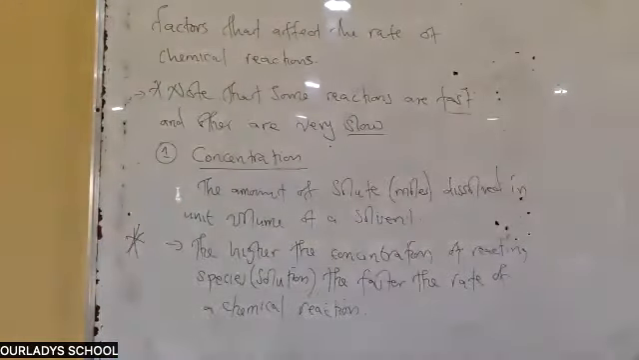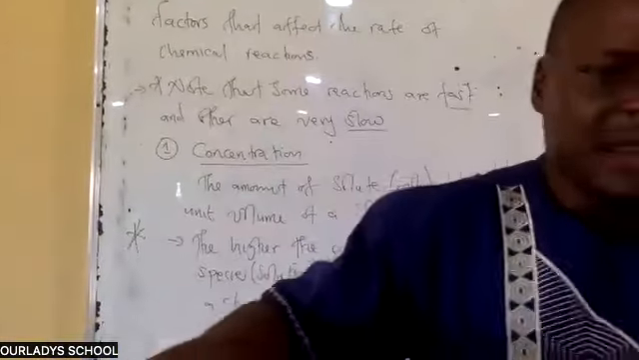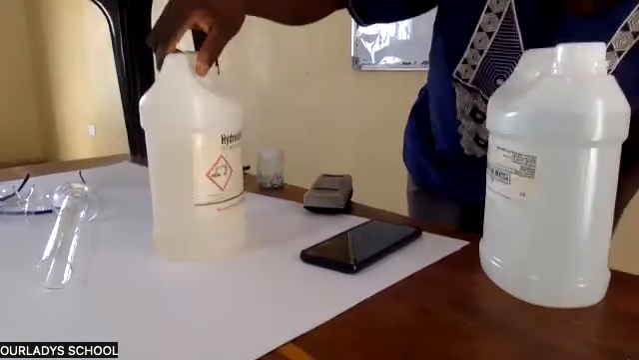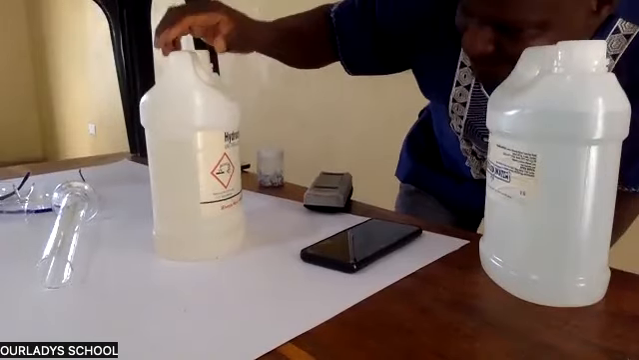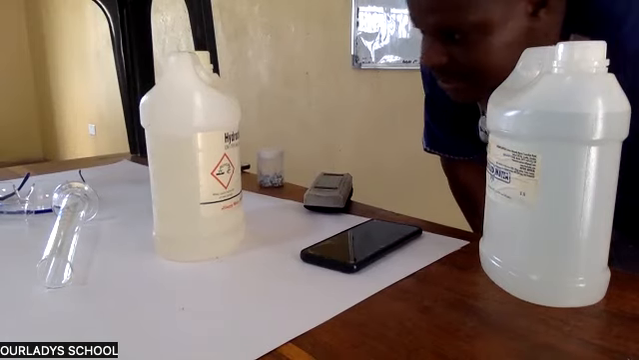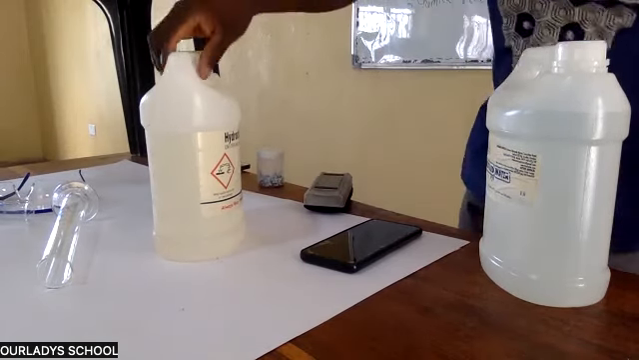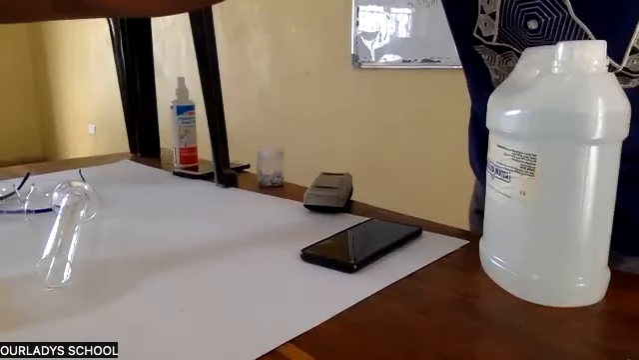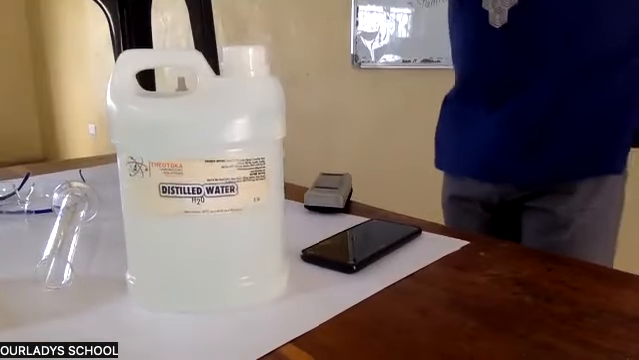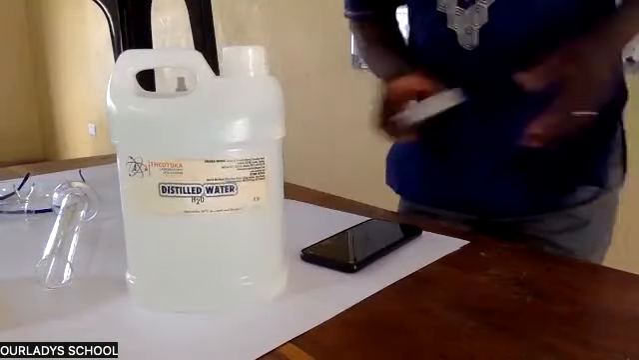So right on this, as we conclude, I have something for you. We have HCl, and they didn't put the normality, they didn't put the concentration. So I don't know how concentrated it is. We need to do titration so that we can determine the concentration. Should be highly concentrated. We also have deionized water, which is commonly known as distilled water.